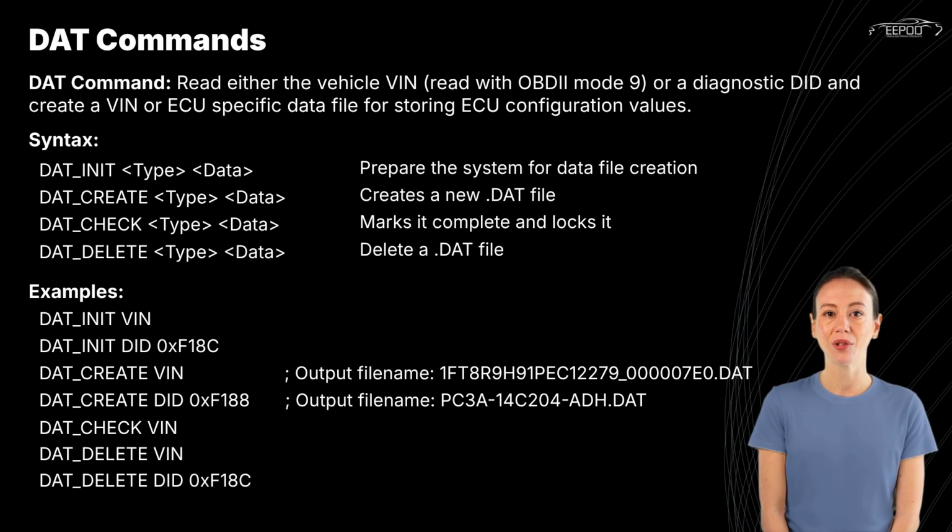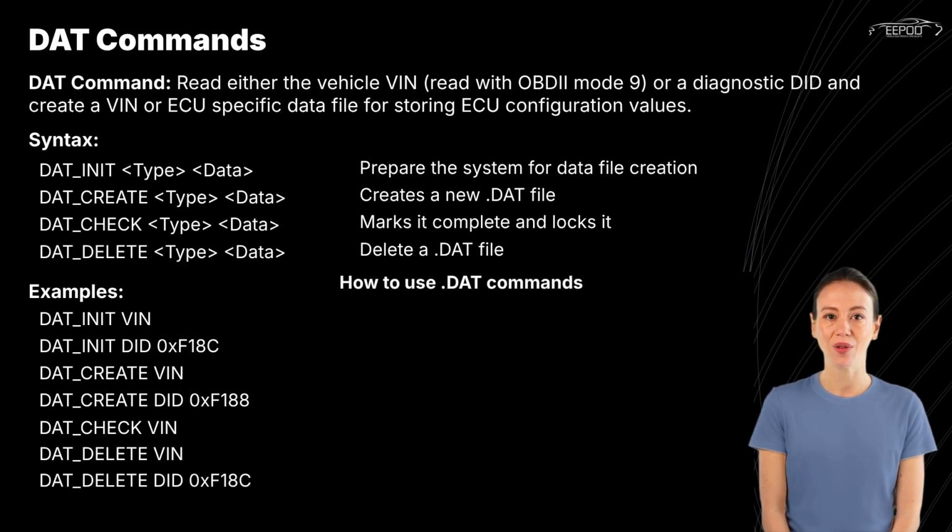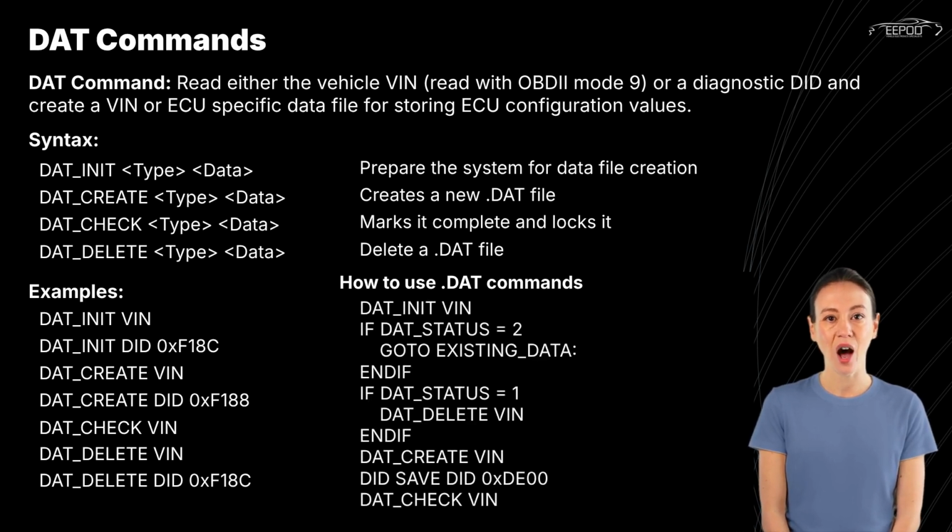All right, let me show you a complete example of how we use dat commands in a real script. This is the full flow I use when I want to save DID data before doing any flashing, or just to back up vehicle configuration. We're going to walk through it line by line. First, I use dat init VIN. This tells FSCRIPT we're about to work with the DAT file and we want it to be based on the VIN. It sets up all the internal stuff and gets the file buffers ready.